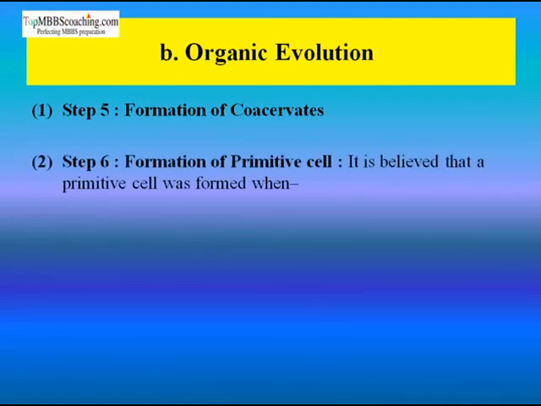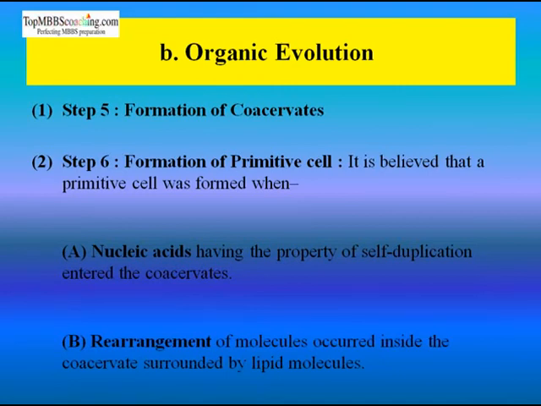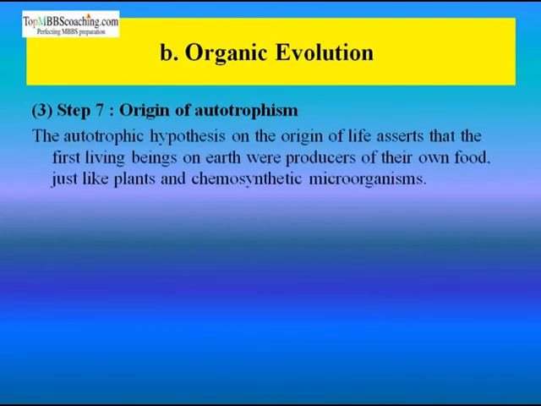Next is formation of the primitive cell. It is believed that a primitive cell was formed when nucleic acids having the property of duplication entered the coacervates. Next, rearrangement of molecules occurred inside the coacervates surrounded by lipid molecules. And the third step is origin of autotrophism. The autotrophic hypothesis on the origin of life asserts that the first living beings on earth were producers of their own food, just like plants and chemosynthetic microorganisms.